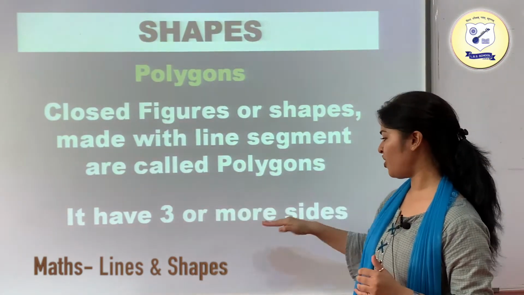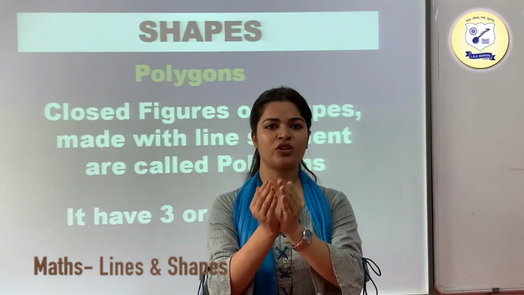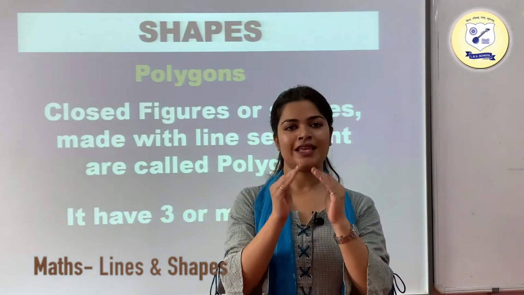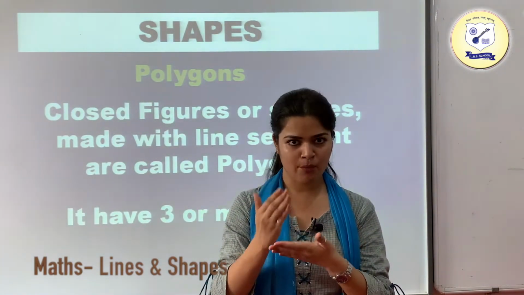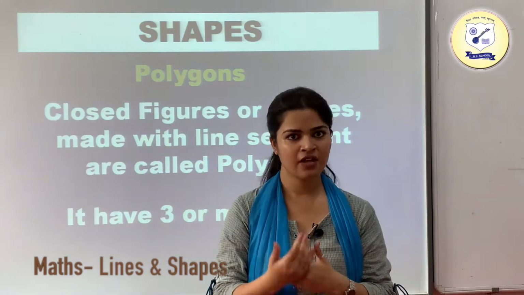A polygon has three or more sides. A closed figure cannot be made up of fewer than three lines. If you have just two lines, then you cannot close that figure. So if you want to draw a polygon, we should have at least three lines or more than three.